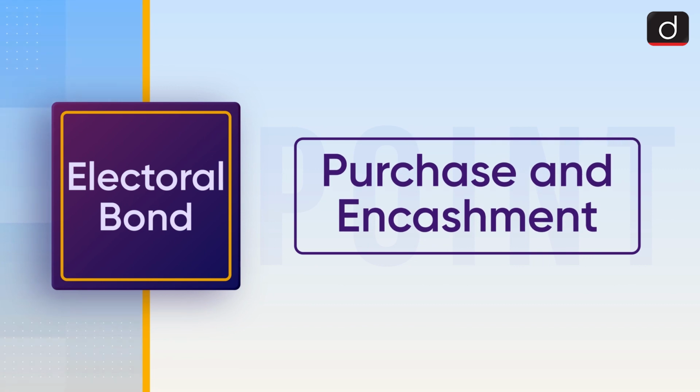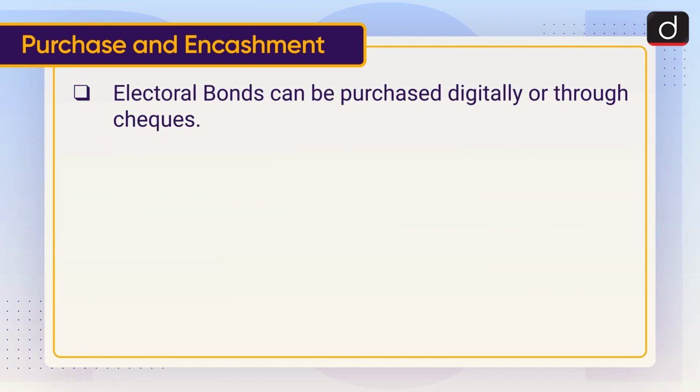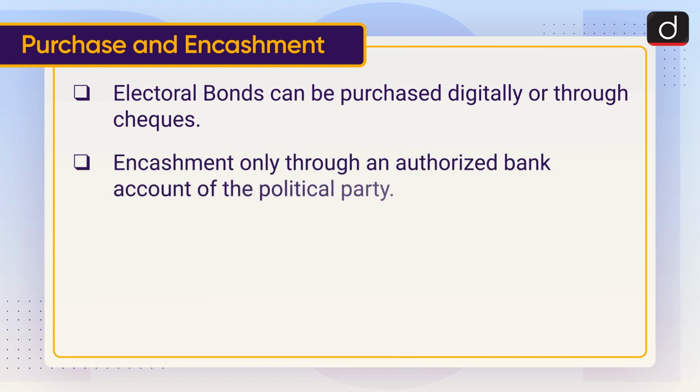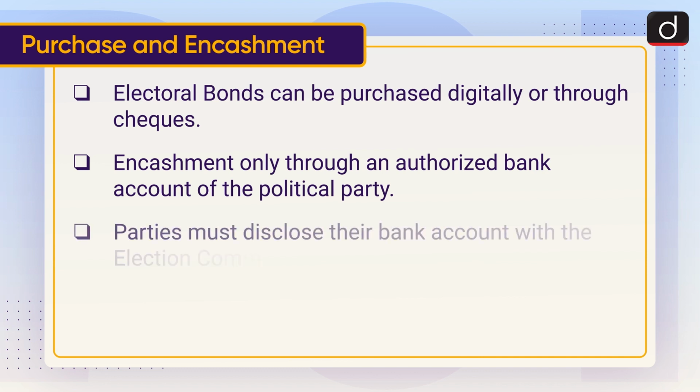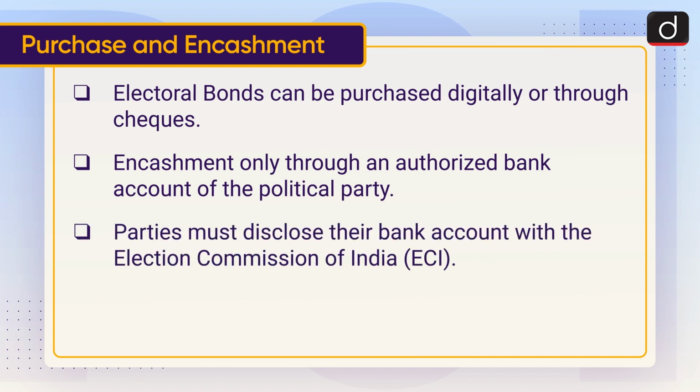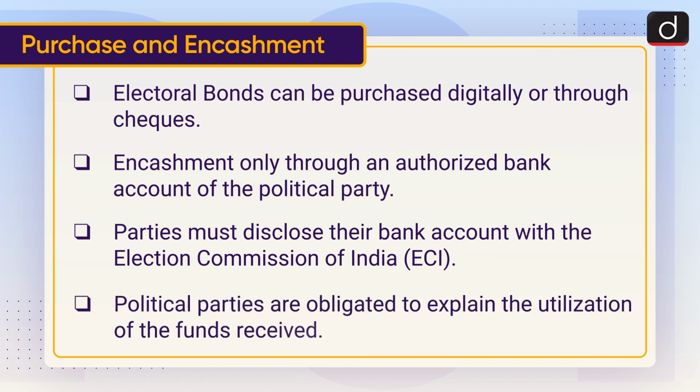Now let's discuss purchase and encashment. Electoral bonds can be purchased digitally or through checks. Encashment is only through an authorized bank account of the political party. Parties must disclose their bank account with the Election Commission of India, and political parties are obligated to explain the utilization of the funds received.